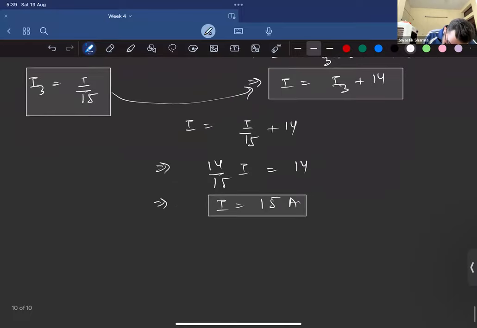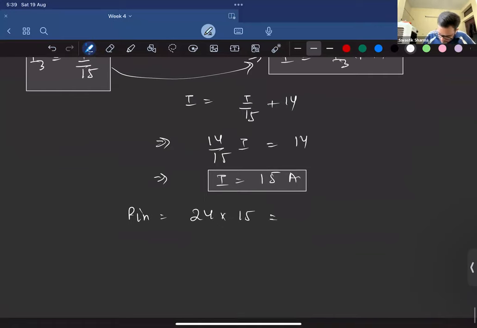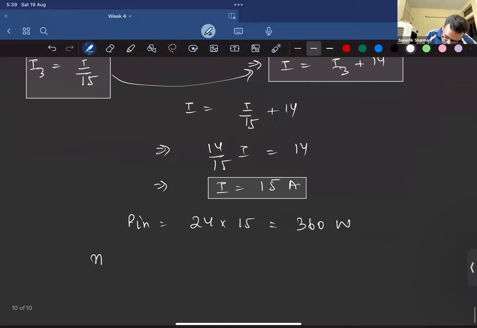So P in, what is it? It's 24 into 15, which would be 360 watt. So efficiency is what? I already told you. P out upon P in into 100%, which comes out to be 80 divided by 360, which is 80%.